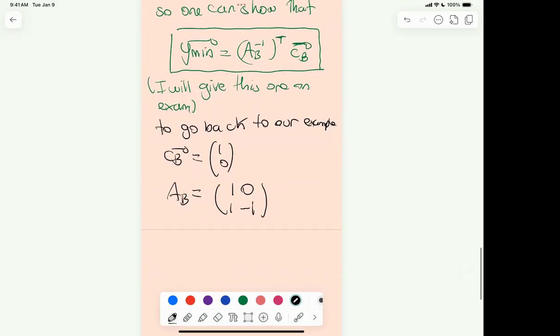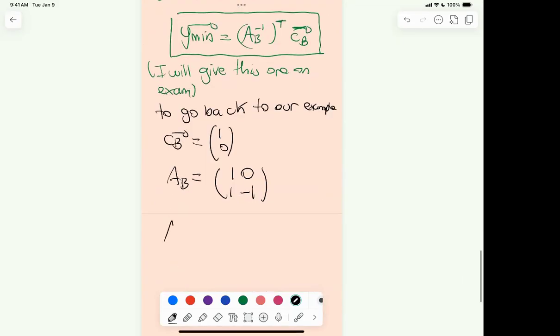So, if you do AB inverse transpose, it's a 2 by 2 matrix. It's not too hard to find the inverse anyways, from scratch. But as I was saying, I would provide it, so it's not a problem. And so that gives you 1, 1, 0, -1.